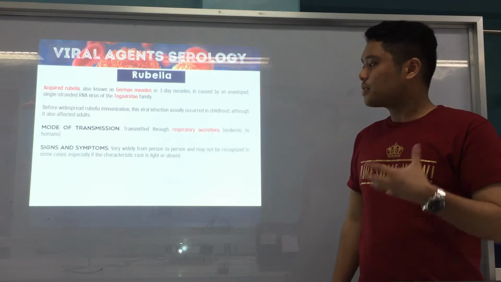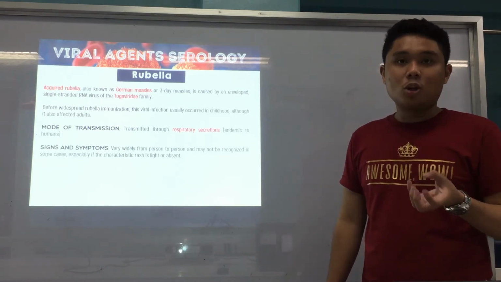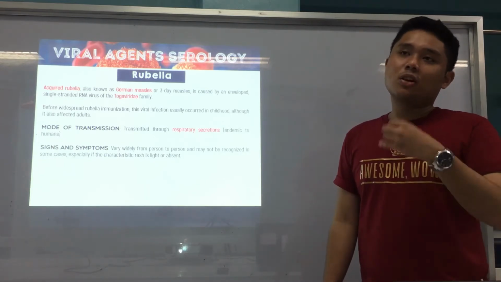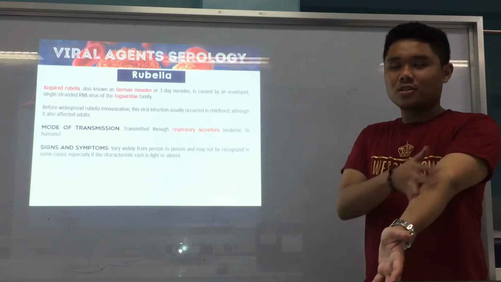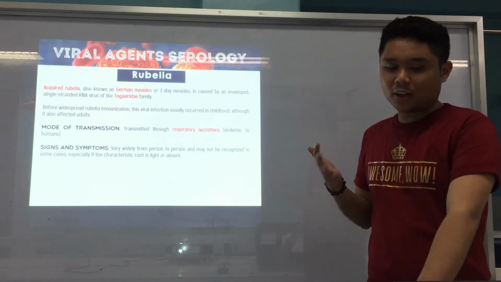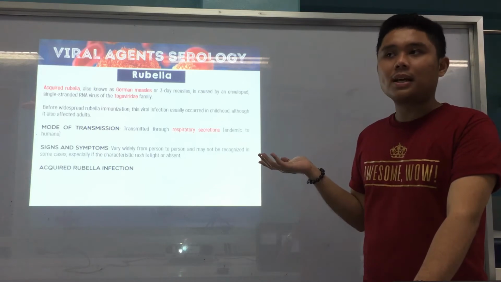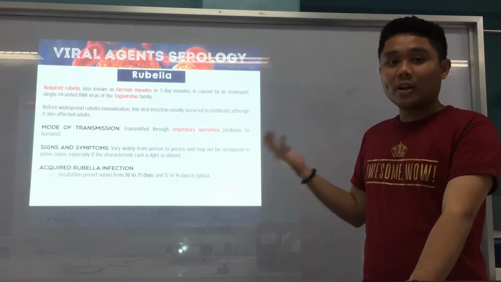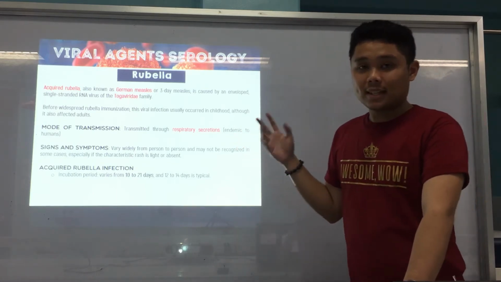Signs and symptoms vary widely from person to person and may not be noted in some cases, especially if the rash is light. Its characteristic is the rash that develops. We have two types of infection that are important. The first is acquired rubella infection, which is usually what we experience as adults. The incubation period is about 10 to 21 days, so medyo mataas, but 12 to 14 days is typical.